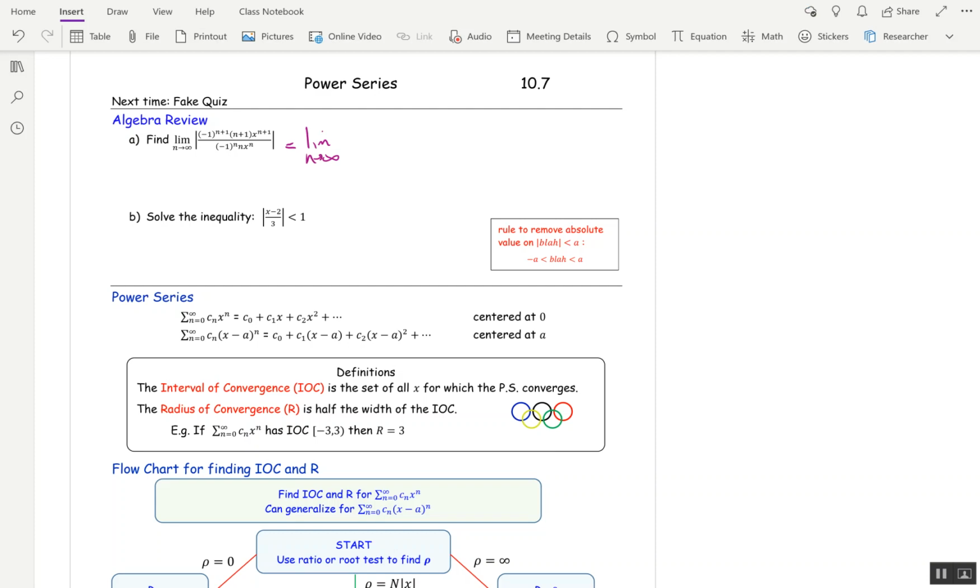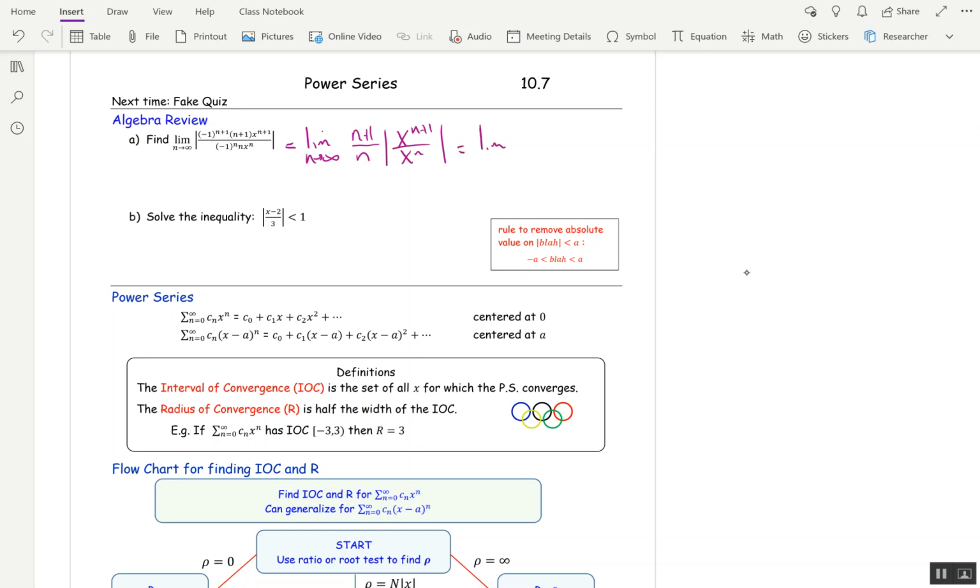So when we remove those absolute values, which we have to do before we take the limit, we remove the absolute value from everything except the x's. So in terms of the n's, we'll end up with n plus 1 over n. All the minuses will go away. And then in terms of the absolute value of x's, we'll have absolute value of x to the n plus 1 over x to the n.